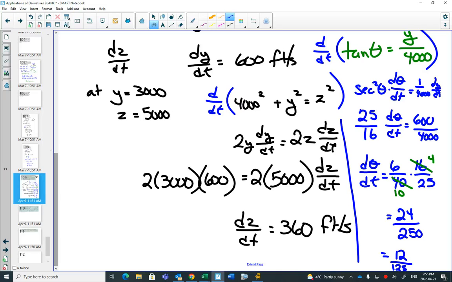Without your calculator? I'd probably give you smaller numbers. It wasn't so bad. Yeah, and again, I'm not going to take off marks if you don't simplify a fraction in the end.